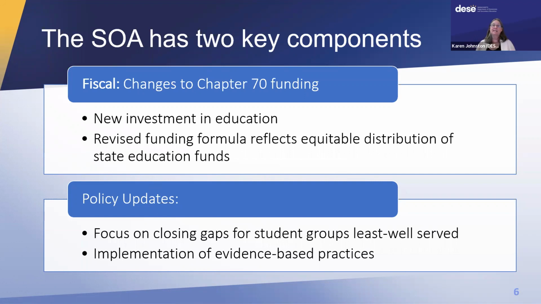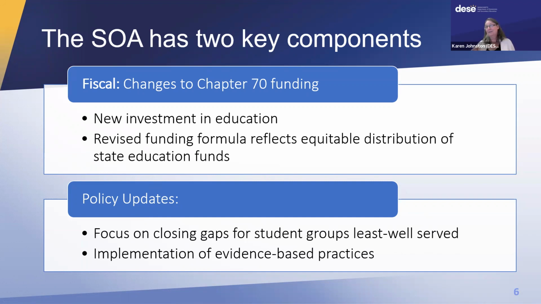Alongside the fiscal changes that are embedded in the legislation, there are some policy updates, and there's a focus on closing gaps for student groups that are least well served in the state. In particular, the legislation calls out students with disabilities, students who are English learners, and students from low income backgrounds. And one of the things that the legislation calls for is for every district in the Commonwealth to develop a gap closing plan, because this is our shared work.